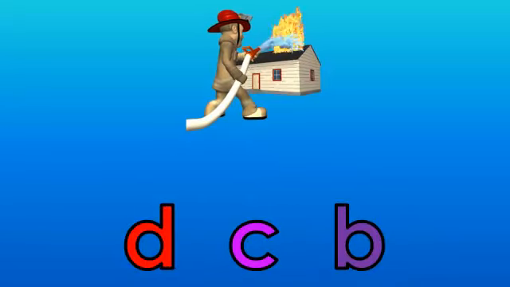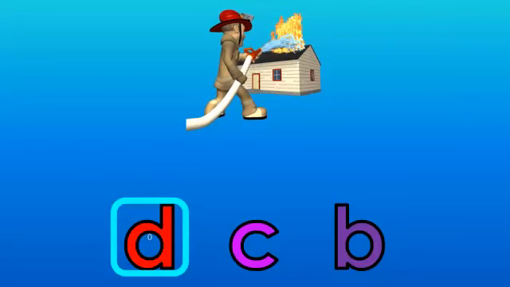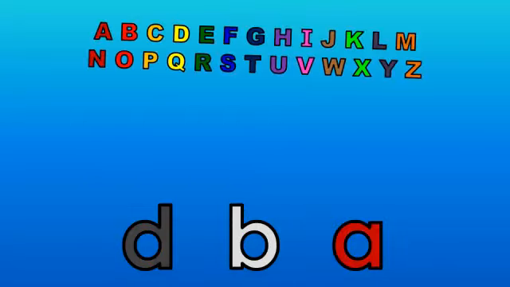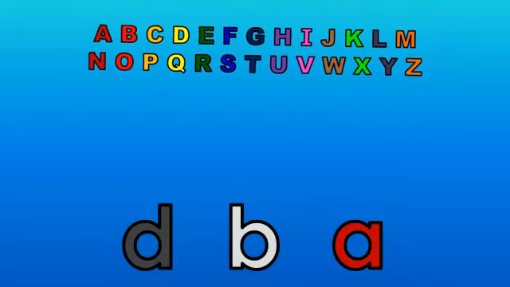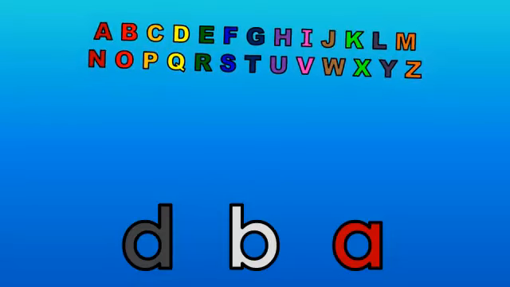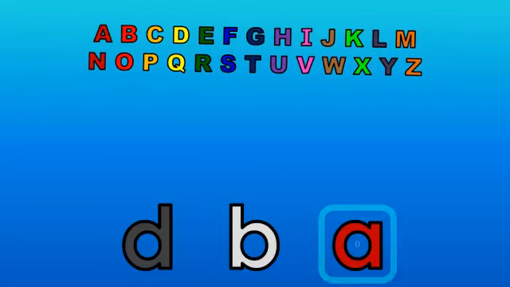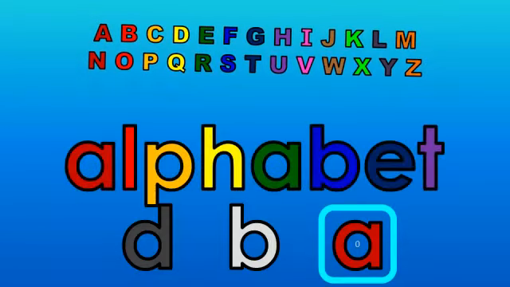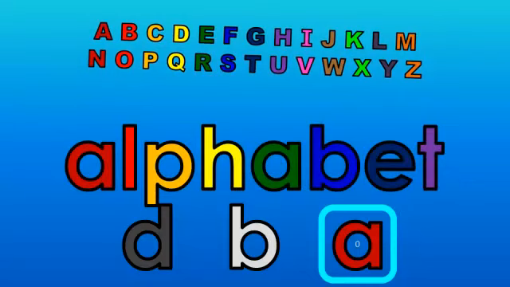What is the beginning sound of the picture? D. D is for danger. What is the beginning sound of the picture? A. A is for alphabet.